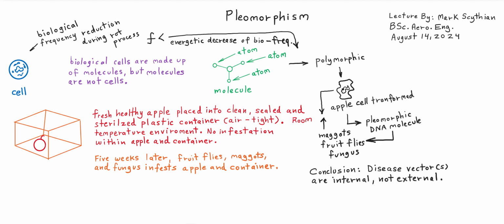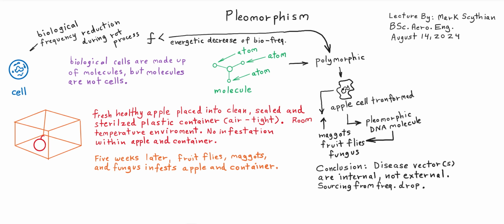So keep this in mind. Main takeaway is that the conclusion is disease vectors are internal, not external, sourcing from a frequency drop in the morphogenic resonance.